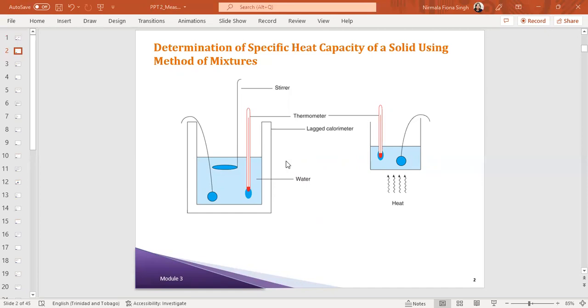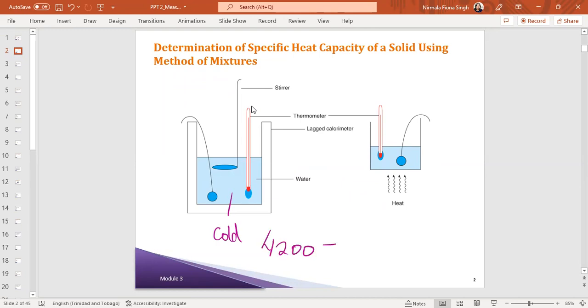This is the one we would have done in school if it was pre-COVID. Generally you would have done this in schools if it was pre-COVID. So what you do, you take a container of, say, cold water. Water is one of the easiest materials to work with because we have so much of it. We know the specific heat capacity of water, which is 4,200.